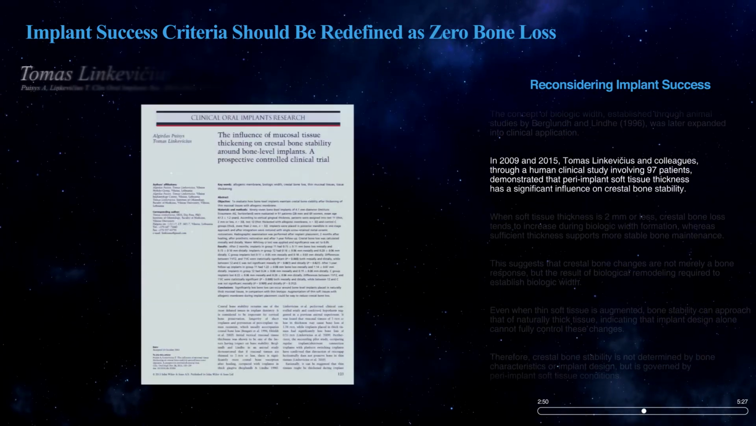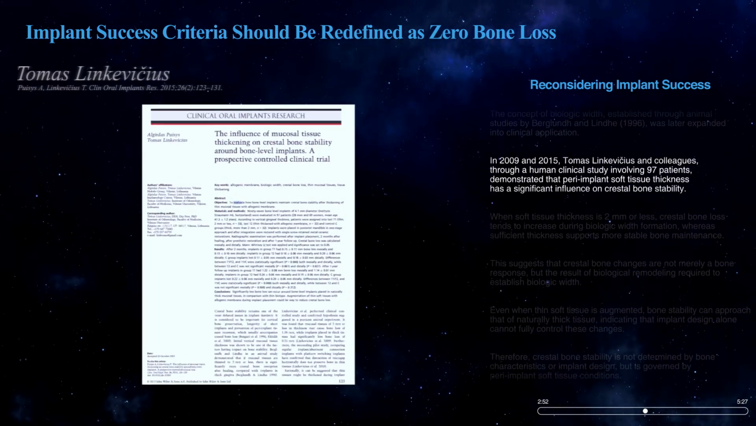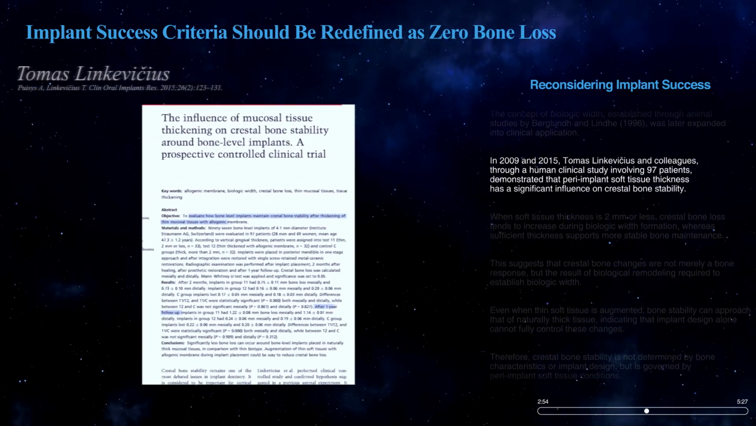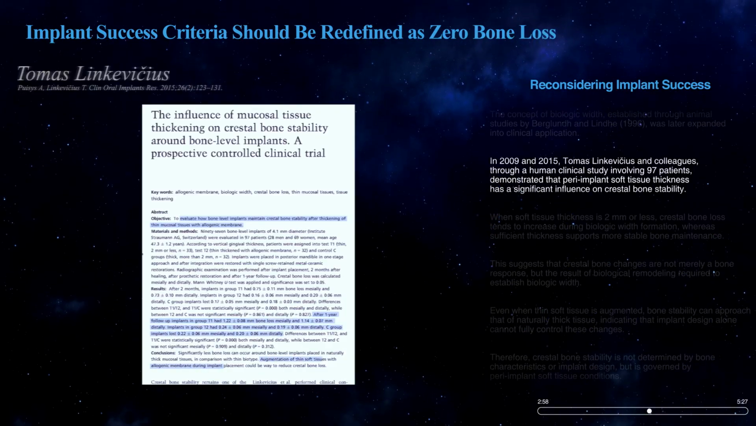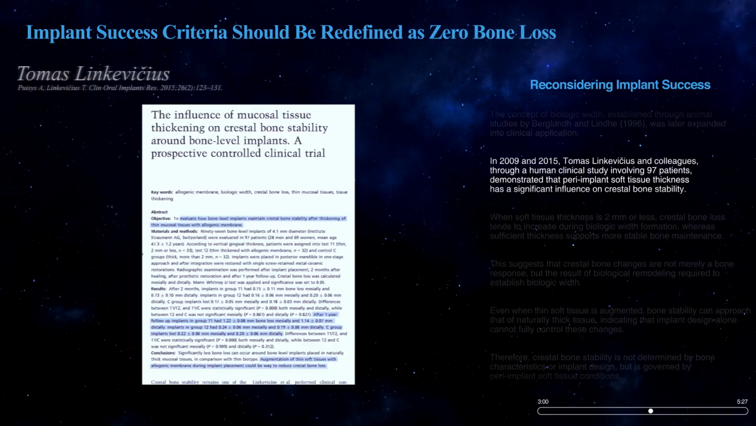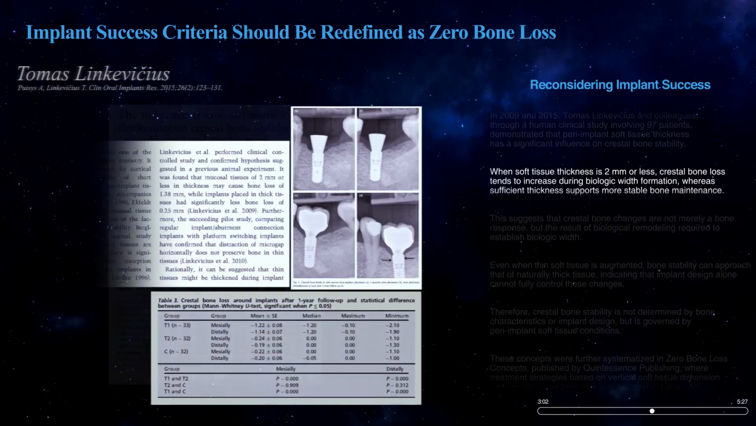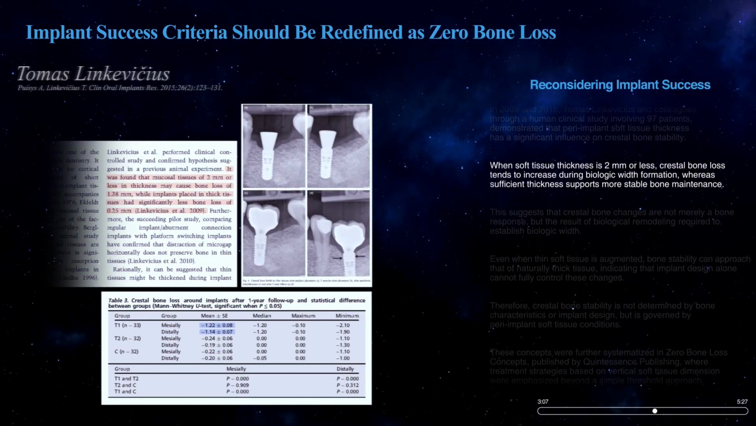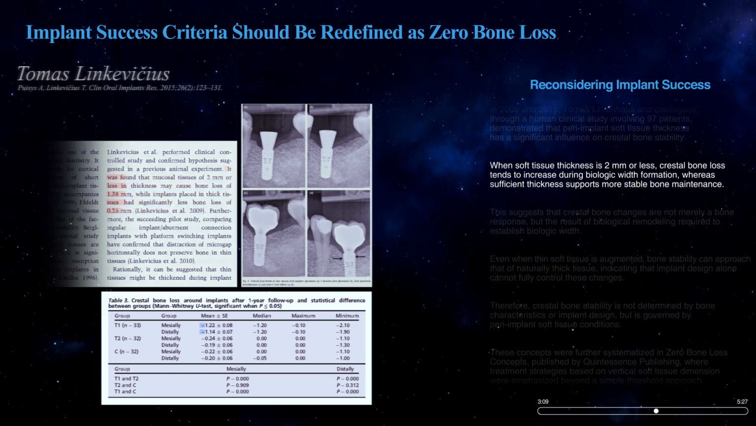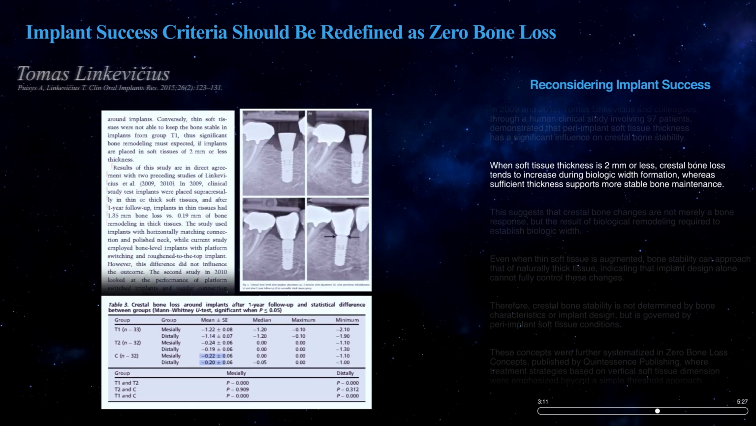In 2009 and 2015, Tomas Linkevicius and colleagues, through a human clinical study involving 97 patients, demonstrated that peri-implant soft tissue thickness has a significant influence on crestal bone stability. When soft tissue thickness is 2 millimeters or less, crestal bone loss tends to increase during biologic width formation, whereas sufficient thickness supports more stable bone maintenance.